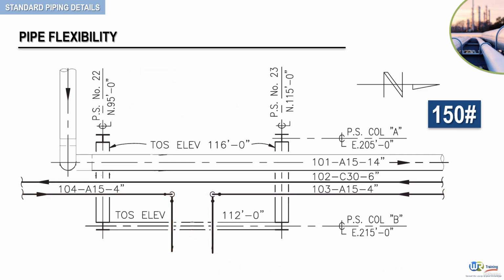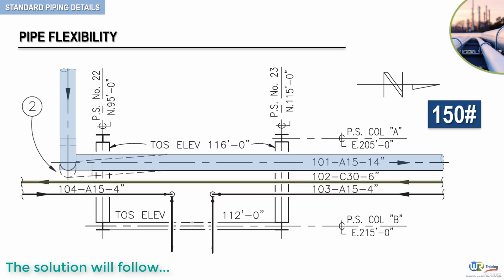Now, as an exercise for you, and before moving to the next video, try to figure out how to solve the interference problem for line 101. Here, an interference is likely to occur between lines 101 and 102 at point 2 if line 101 expands 5 inch east.